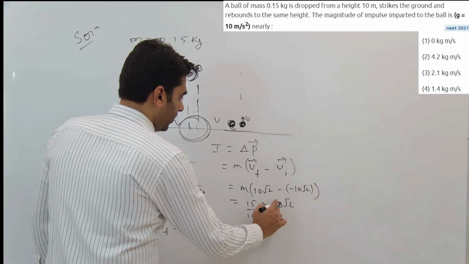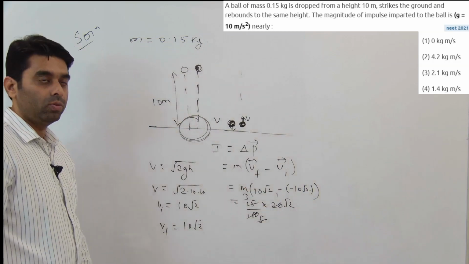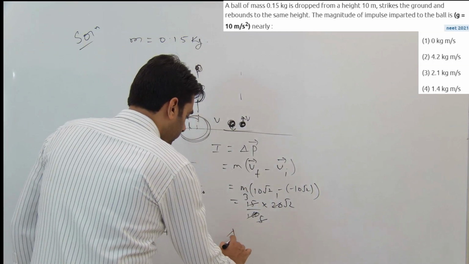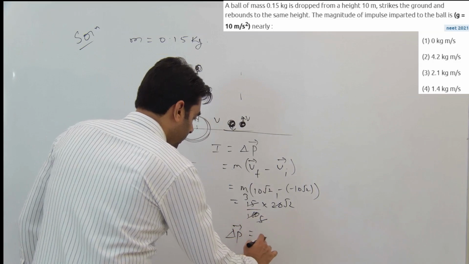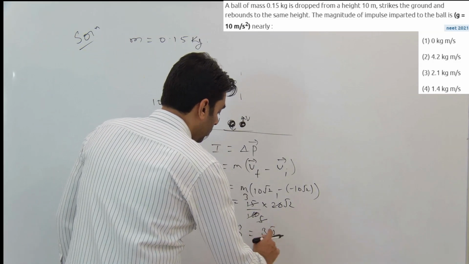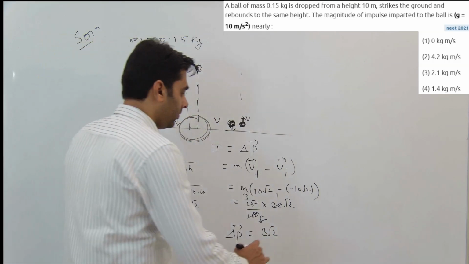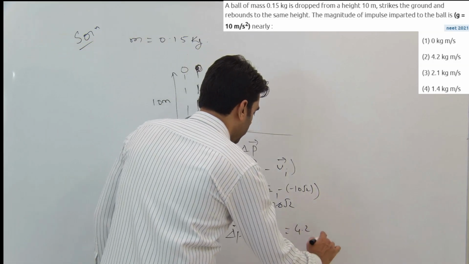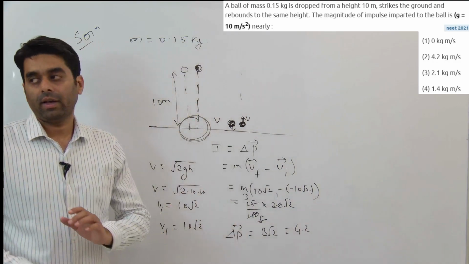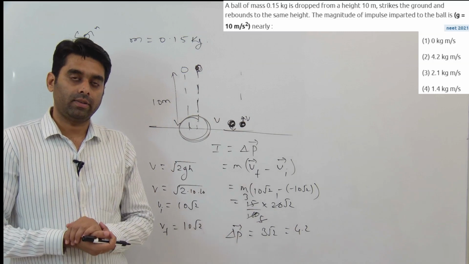What are we getting over here? 1 time, 5 times, 3 times, right? 3 root 2. So our change in momentum, which is equal to impulse, comes out to be 3 root 2. 3 into 1.41. When we do it, our answer comes out to be 4.2. Right? This will be our answer. Which option is it given to us? Option number 2. Option number 2 is our correct answer, right? Let's move ahead.